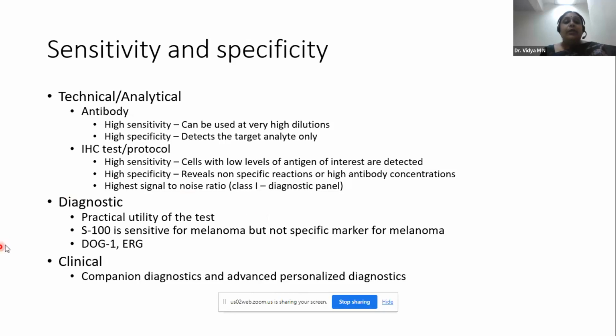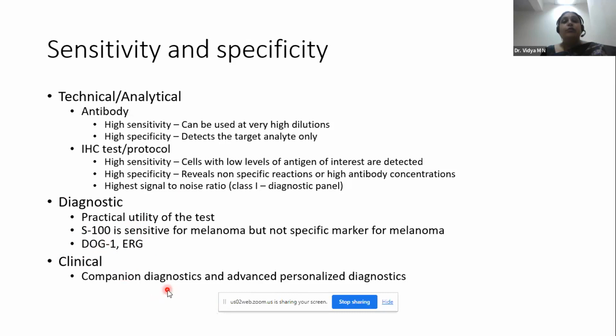Same thing, for example, DOG1. DOG1 is specific for your GIST. ERG is very specific as an endothelial marker. So these are going to be specific and not sensitive, whereas all your screening panels are going to be sensitive. Now coming to the last, clinical sensitivity and specificity, these are applicable mainly for your companion diagnostics. Today, this is out of my purview to talk on companion diagnostics.